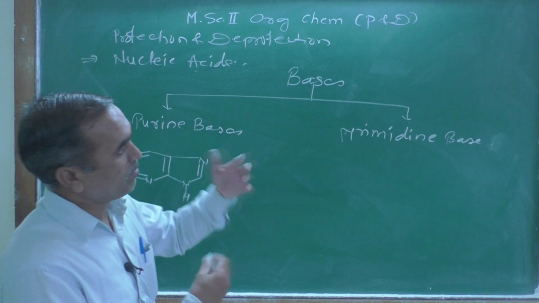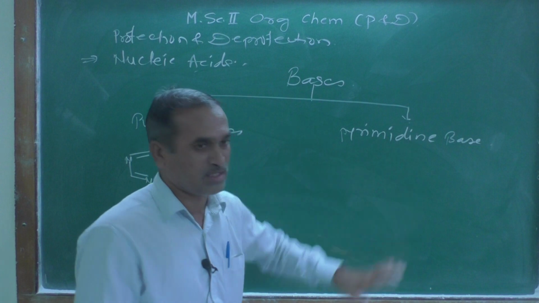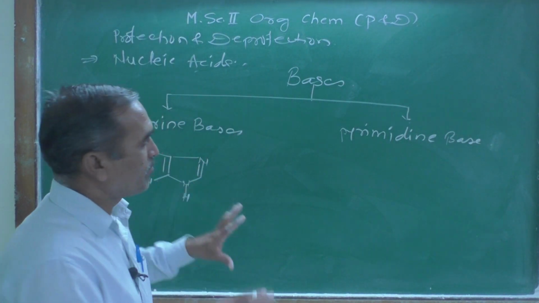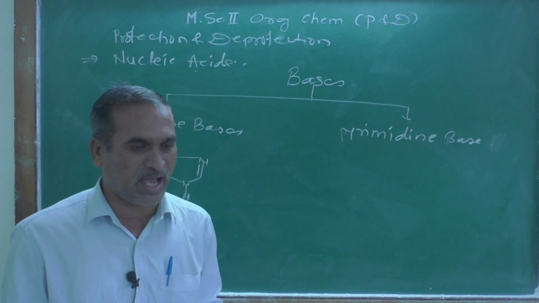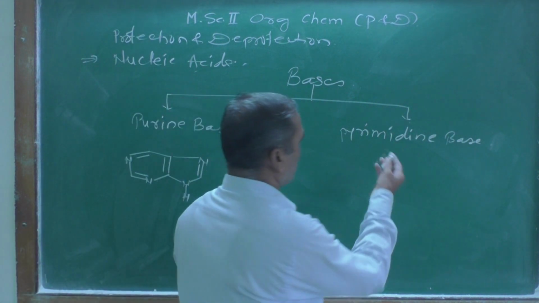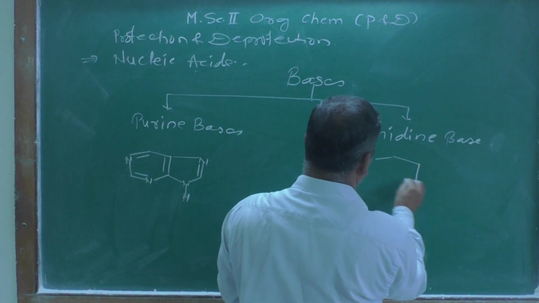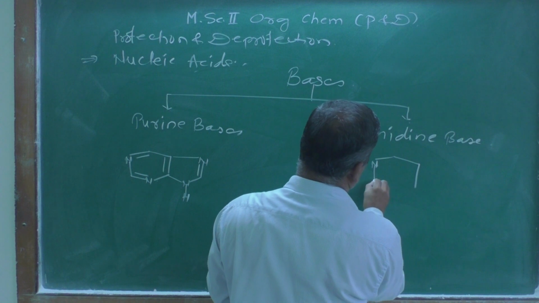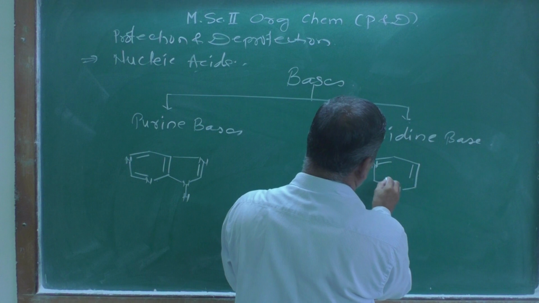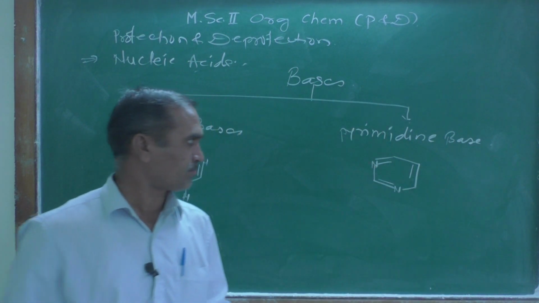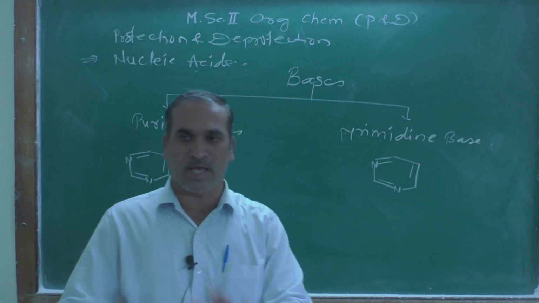And now pyrimidine. Now pyrimidine base means what? The pyrimidine is nothing but a 6-membered ring, and the nitrogen atoms are present at 1,3 position. So look at the structure of pyrimidine. Again, it is very simple. Here N, then at 1,3 position you put the nitrogen atom. This is just like a benzene ring.